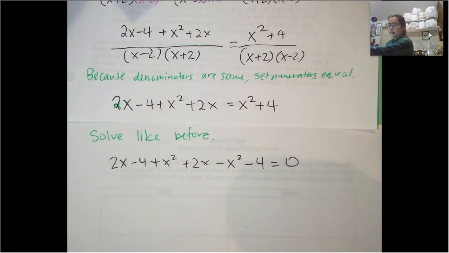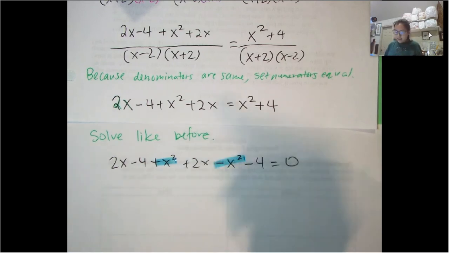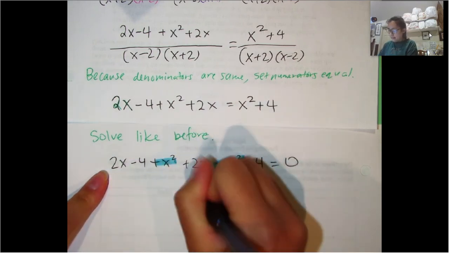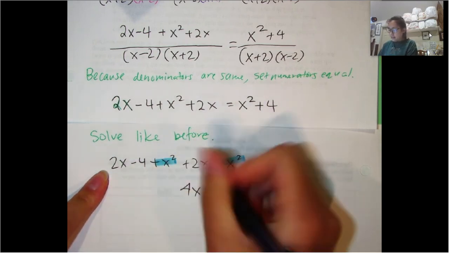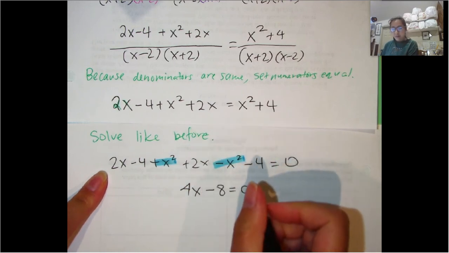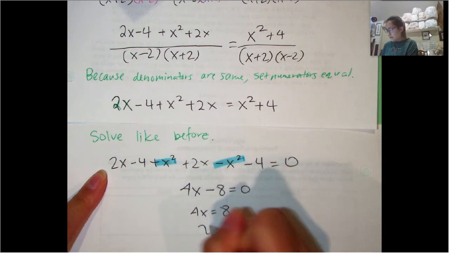What you'll notice is that you have an x squared minus an x squared, so that adds up to 0. And so we're left with 2x plus 2x, which is 4x, and then negative 8. Then we add the 8 to the other side, divide by 2, and we have 4x equals 8. And so therefore we have x equals 2.